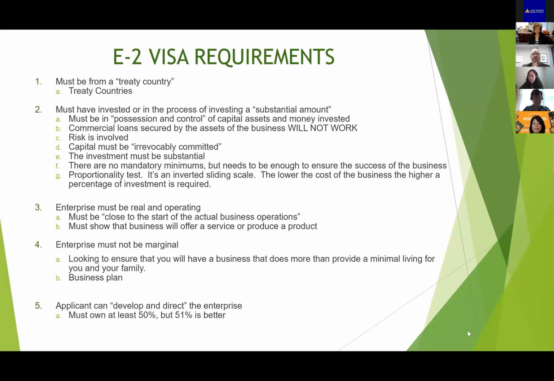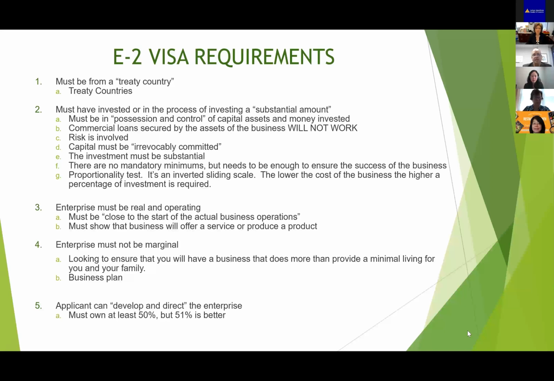Possession and control means that you actually have the assets or the money to invest on hand. So for example, someone comes to me, they have a business that's valued at $10 million that they're in the process of selling. And once they sell it, they get the $10 million. Can they invest in the E2? The answer is no. You have to have access to the cash, the ability to invest. It can't be based on something that might happen in the future. It has to be in hand.